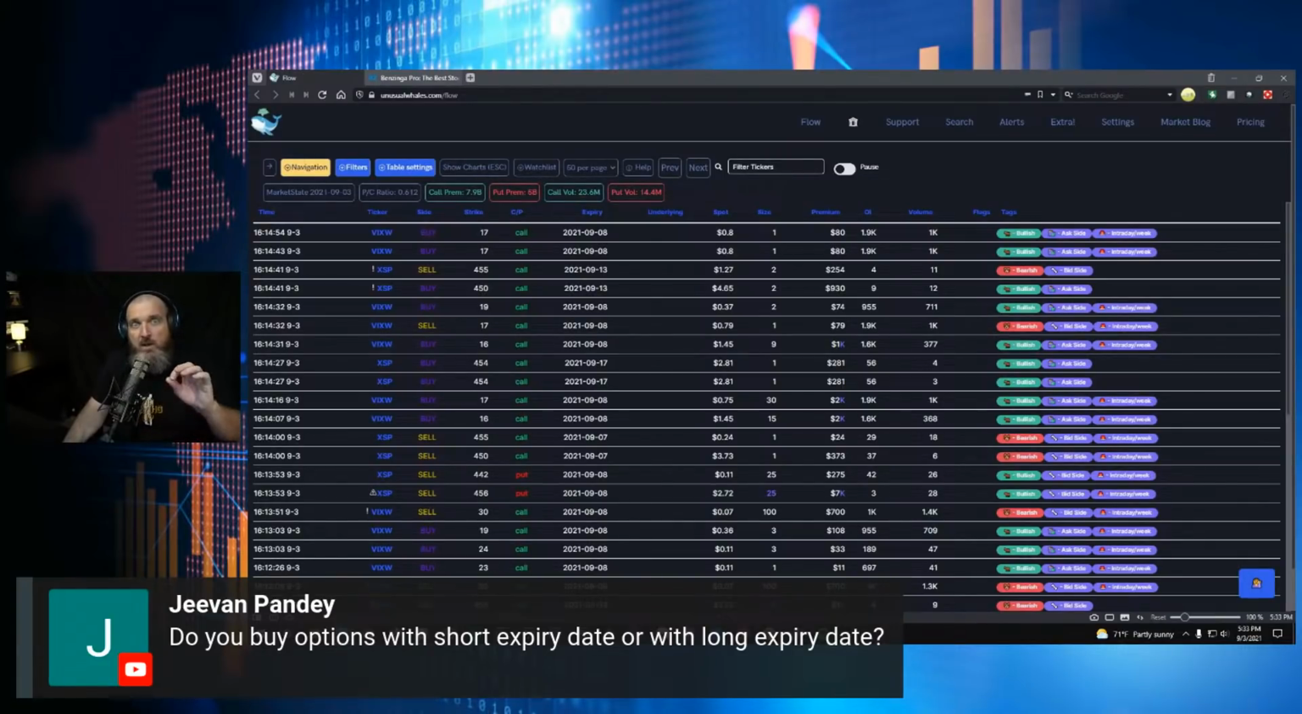SPY and QQQ, they have 3. They actually do Monday, Wednesday, Friday. And then the other big cap names have weekly Friday expirations. When I am scalping, I am playing that weekly expiration. And when I am swing trading, I am primarily trading farther out. So I play a little bit of both. However, the bulk of my trading is done on short-term expirations.